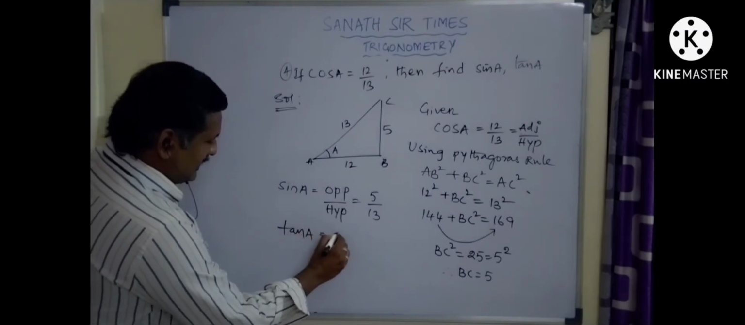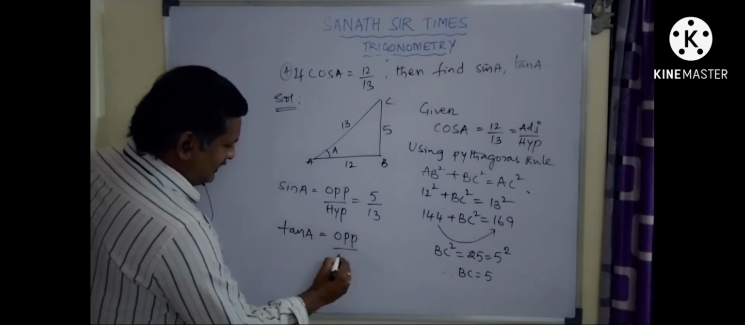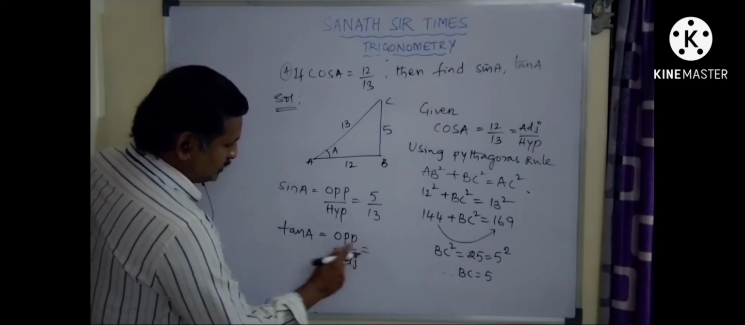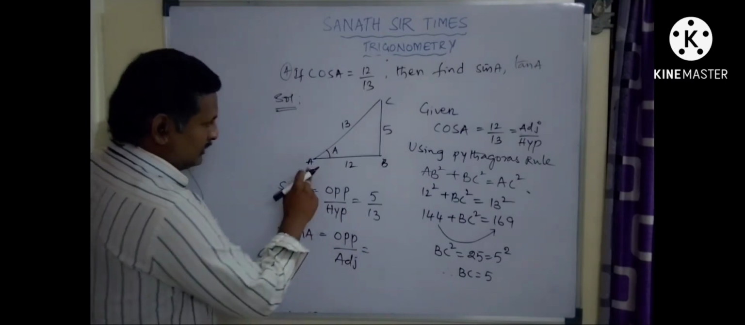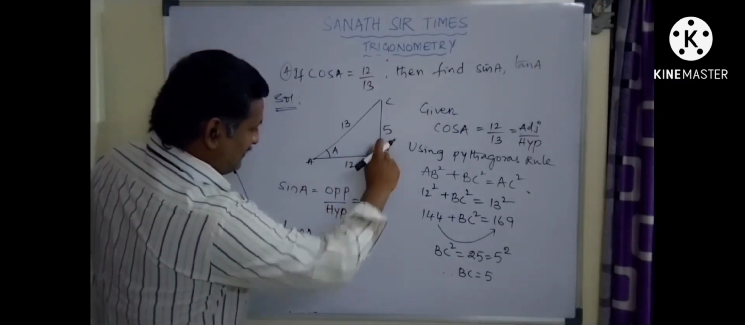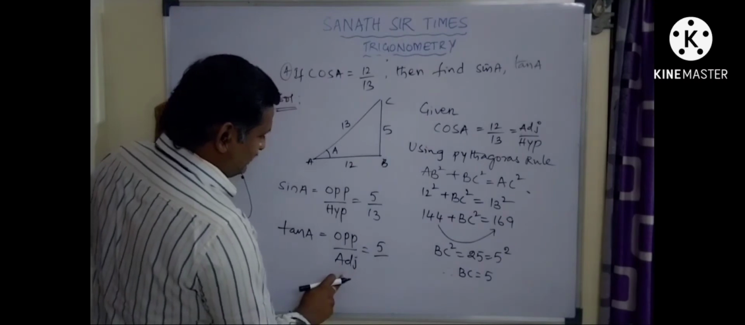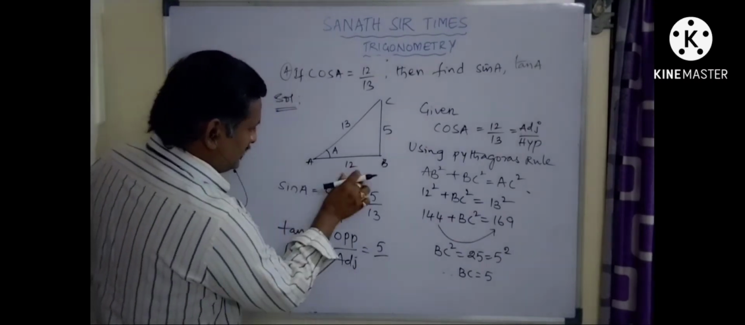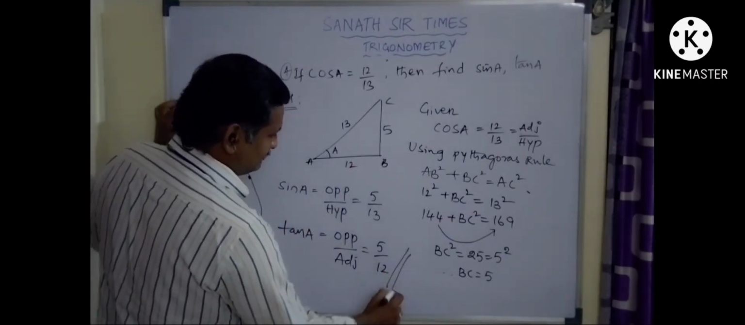Tan A. What is tan A? Opposite side by adjacent side. Opposite to whom? Opposite to angle A. Who is opposite to angle A? 5. Adjacent to A. Who is adjacent to A? 12. There ends the matter. That's all.